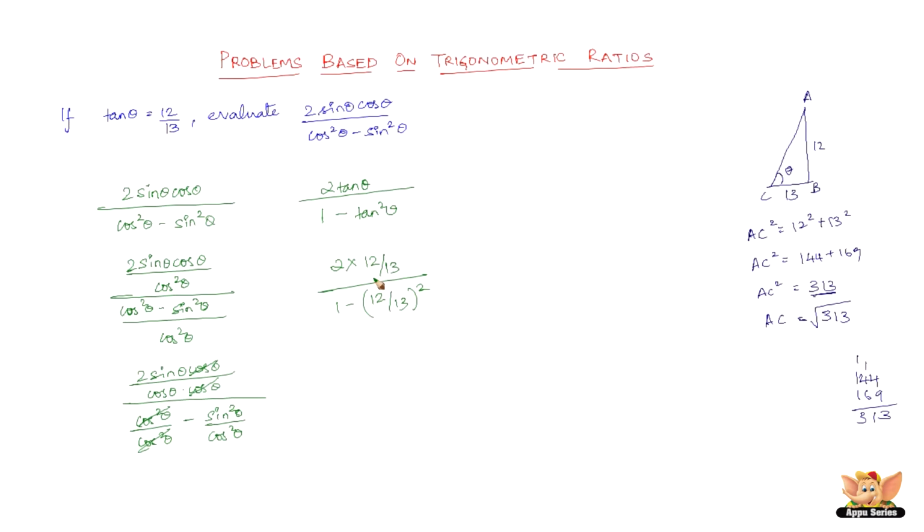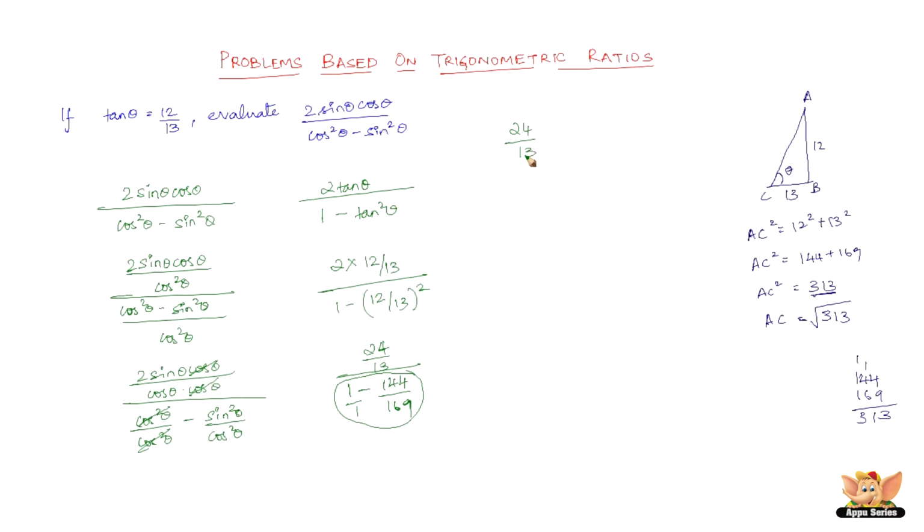Right? So the numerator is going to be 24 by 13. The denominator is going to be 1 minus 144 by 169. Yeah, so we've got 24 by 13 over 1 minus 144 by 169. So let's solve this part of it now. Just have to take LCM and all those things. So this is going to be 1 by 1. So definitely the LCM of 1 and 169 is going to be 169. So it's going to turn out like this.